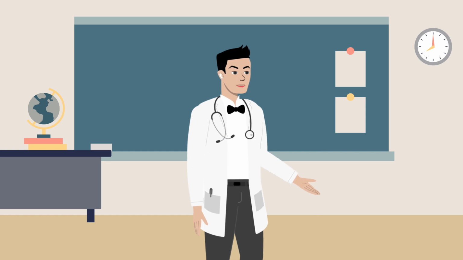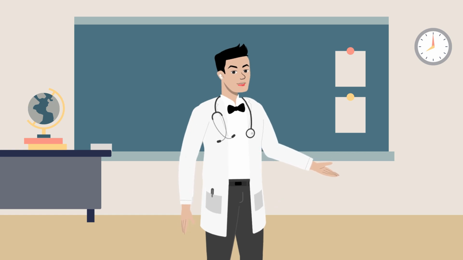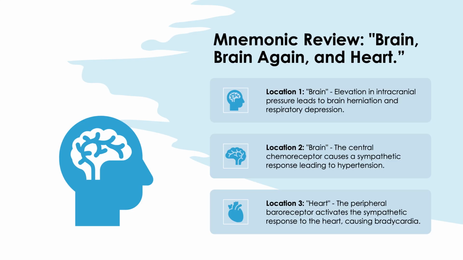Mnemonic review: brain, brain again, and heart. Location 1. Brain, elevation in intracranial pressure leads to brain herniation and respiratory depression. Location 2. Brain again, the central chemoreceptor causes a sympathetic response leading to hypertension. Location 3. Heart, the peripheral baroreceptor activates the sympathetic response to the heart, causing bradycardia.